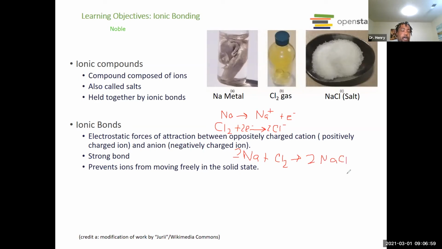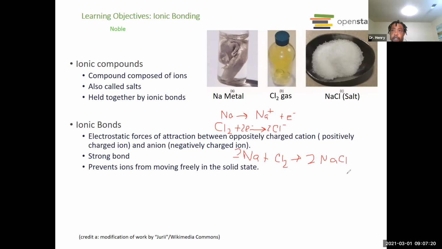And this is an ionic bond because they're both charged. What's holding them together is one is positive and the other one is negative. Ionic bond. So you have electrostatic forces of opposite charges coming together. You have your cation and your anion coming together to form that power couple.